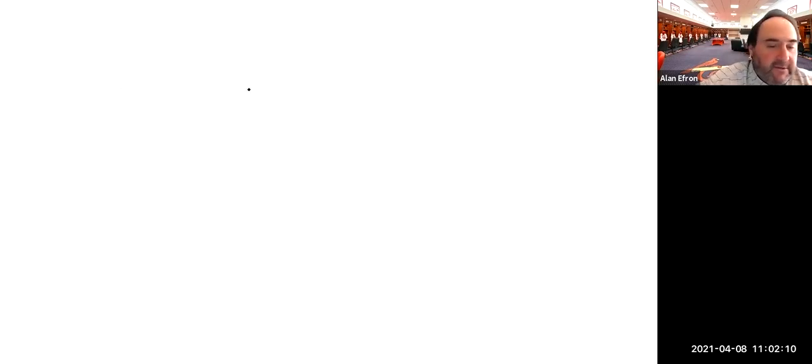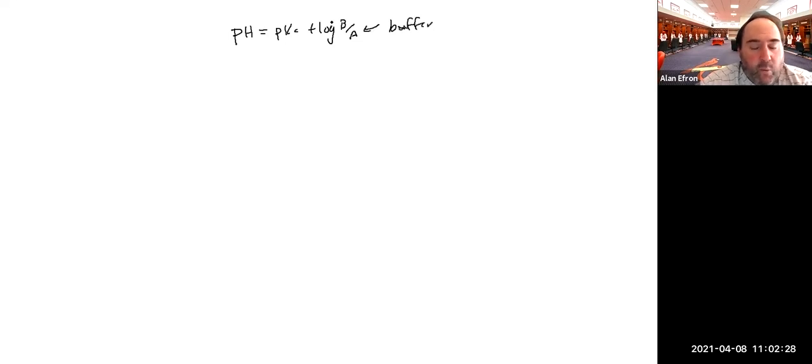So just visually, this is what we're talking about when we make a buffer. And by the way, we use the Henderson-Hasselbalch equation, right? pH equals pKa plus the log of the base over the acid. This is the formula that we use for a buffer in this sort of situation. What we oftentimes try to do is make the buffer in a situation where the amount of base we start with and the amount of acid we start with are very similar, sometimes almost the same concentration.